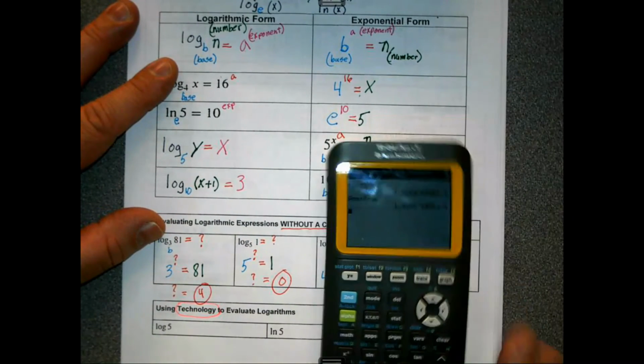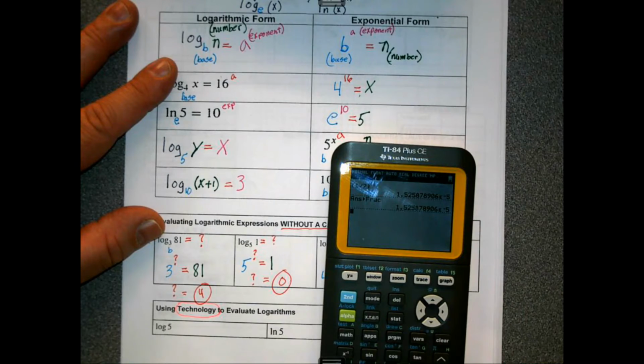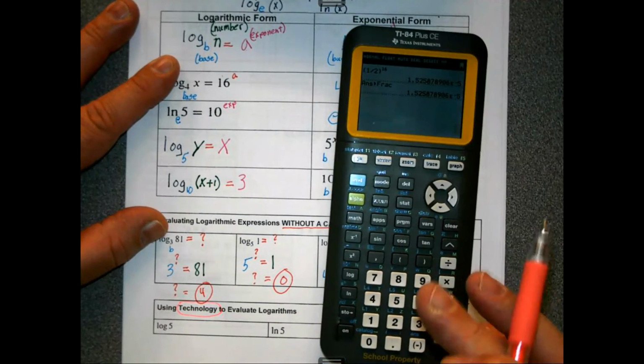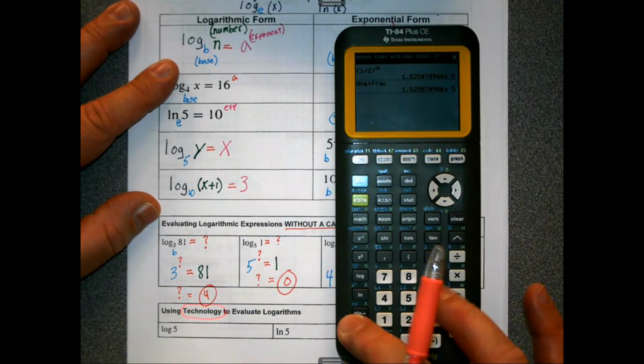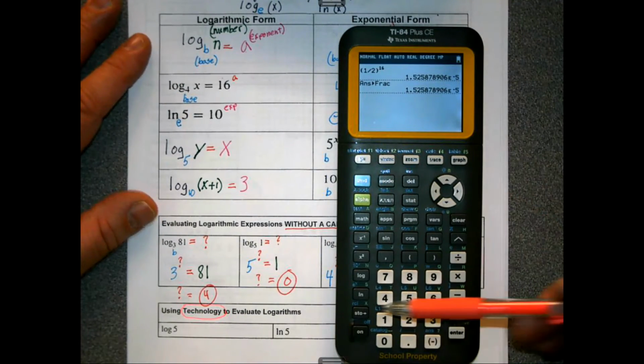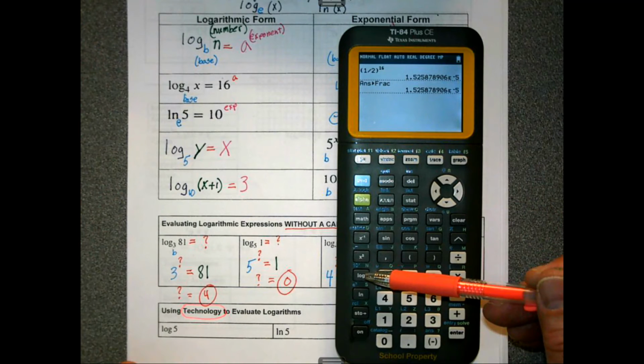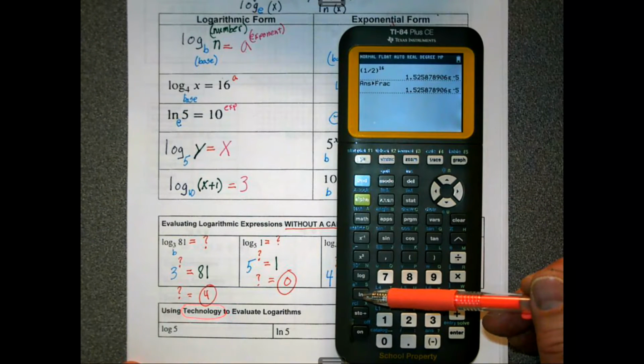Hopefully, I got my 2 keys here. My common log key. The screen is pretty hard to see. Oh, there. So I have my common log key, base 10, and my natural log, base e, right? So this is my common.